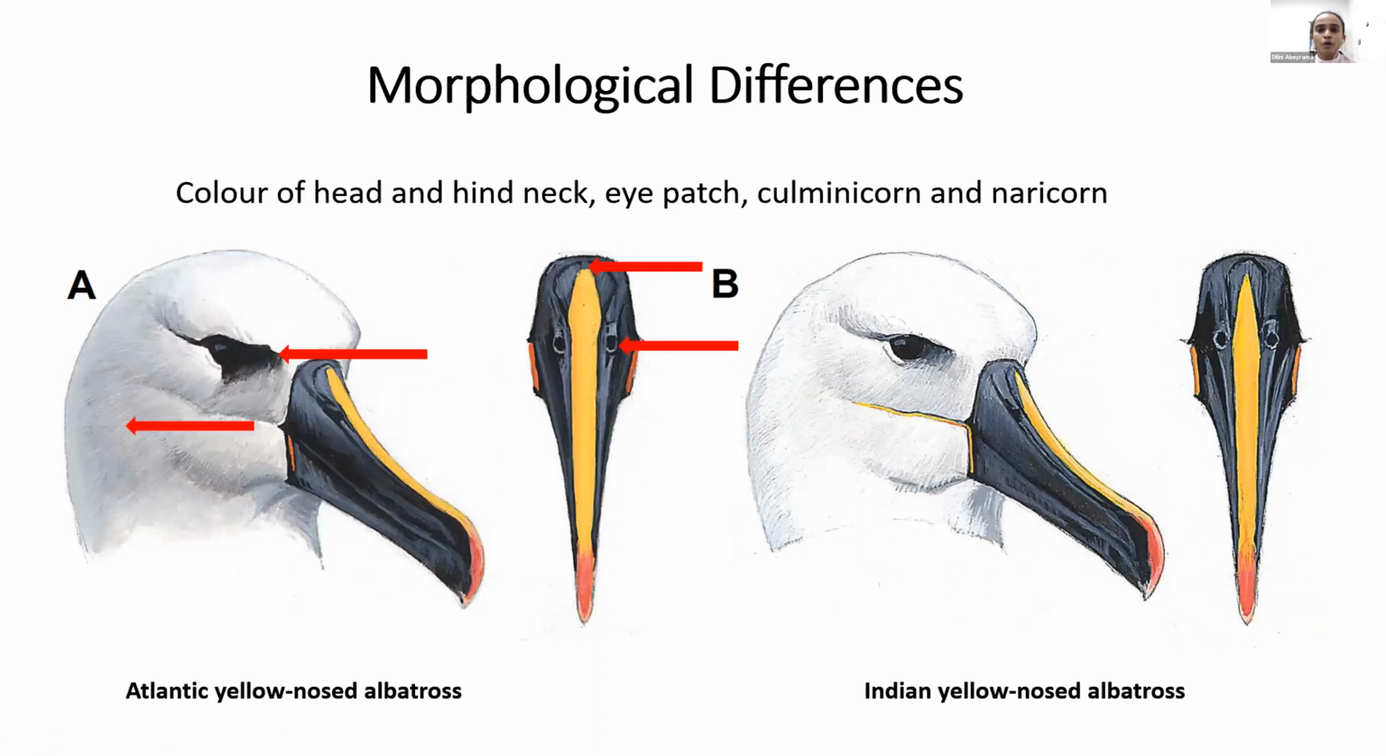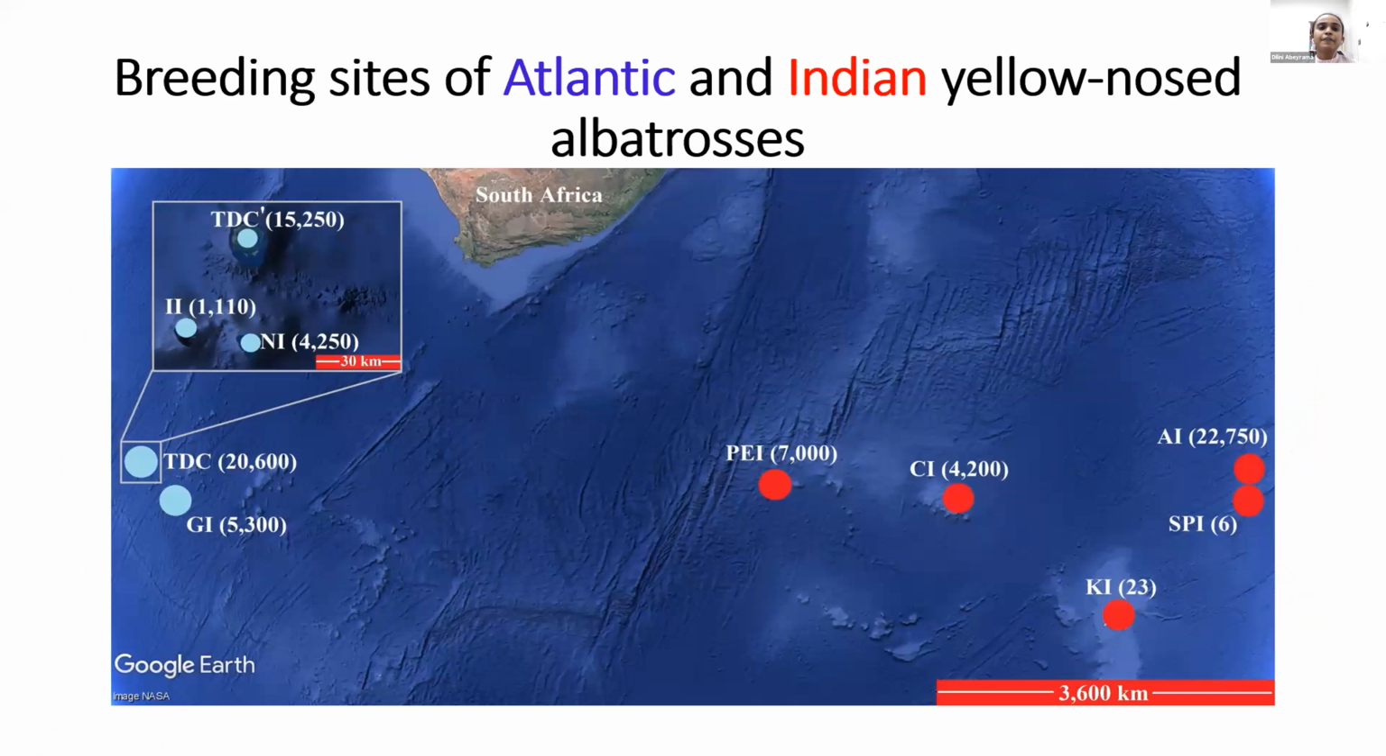And not only the morphology, but there are also differences in their breeding range. As their names suggest, the Atlantic yellow-nosed albatross breeds on a few islands in the Atlantic Ocean, and the Indian yellow-nosed albatross breeds on a few islands in the Indian Ocean. The numbers within brackets represent the number of mature individuals on each of these islands.